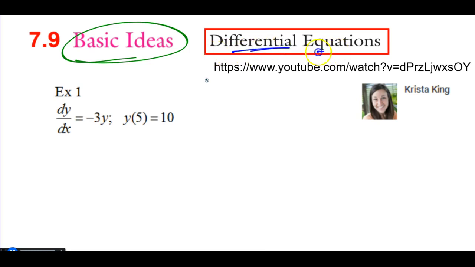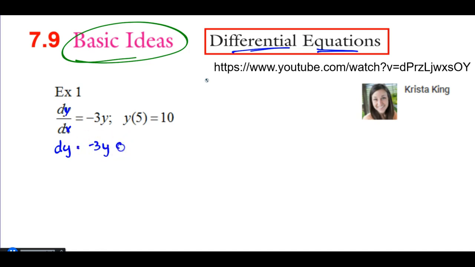Today we're going to get the basic idea of differential equations, sometimes known as separable variables. We're going to separate the variables here. You can see I got a dy and an x on the same side, and I want to get all the y's on the same side and all the x's on the same side.